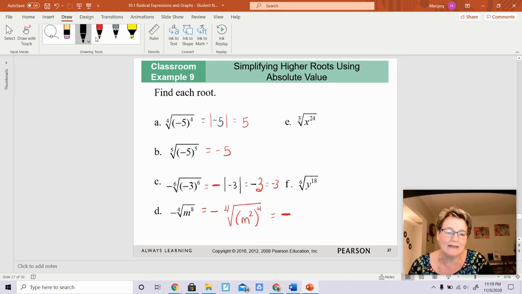But I have an even number for the index, and I have an even power. Whatever's inside of here comes out, and that's going to be m squared. Negative times m squared is just a negative m squared because the negative is on the outside portion. Alrighty?